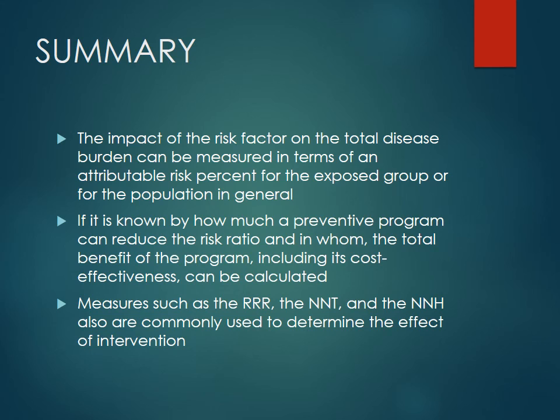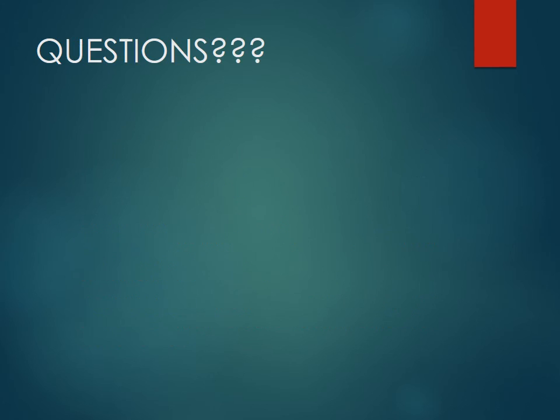The impact of risk factors on the total disease burden can be measured in terms of the attributable risk percent. You can do that for an exposed group, or we talked about how you can apply that back to the population. So remember how the differences there were done with that PE variable when you're applying it back to the population. And if it's known how much a preventative program can reduce the risk ratio and in whom, the total benefit of the program can then be calculated. Looking at the cost, there's a lot more information that goes into that, but you can start to get an idea of how these interventions might be useful for your population. So, any questions on risk or any of that section?